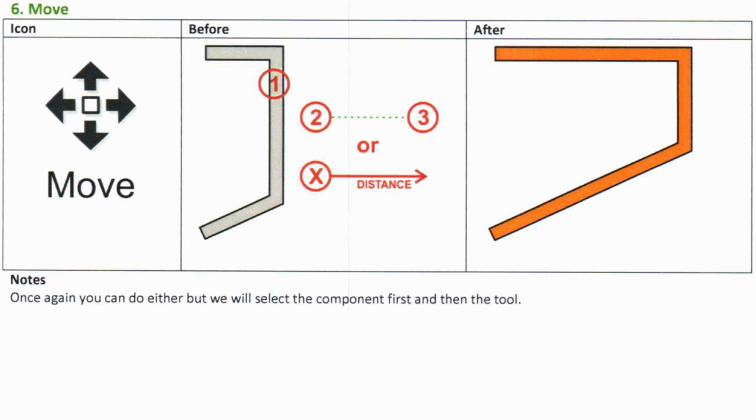2. Activate the Move tool from the Modify tab. 3. Click a reference point on the element. 4. Click a target point or enter a specific distance. 5. Revit moves the element along a defined vector.